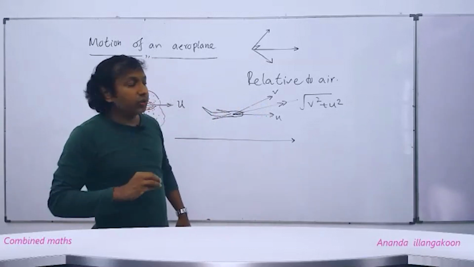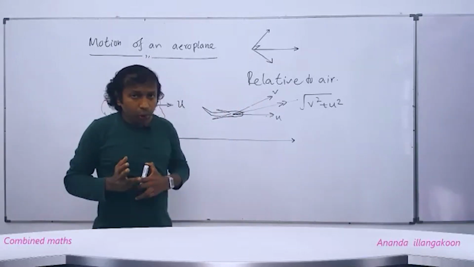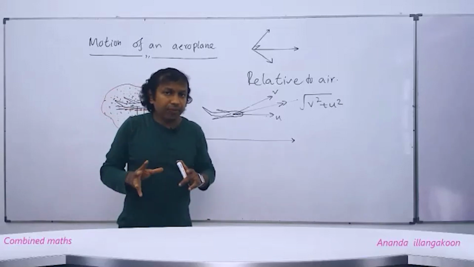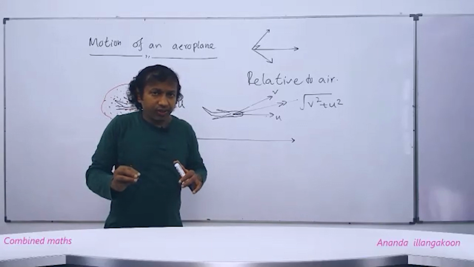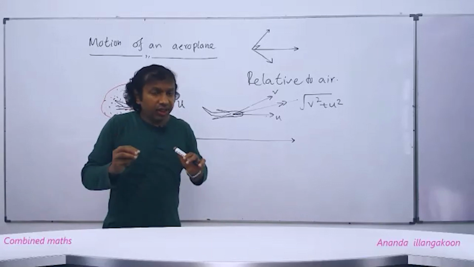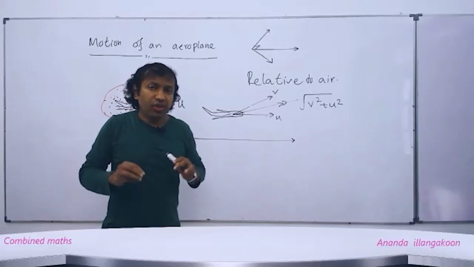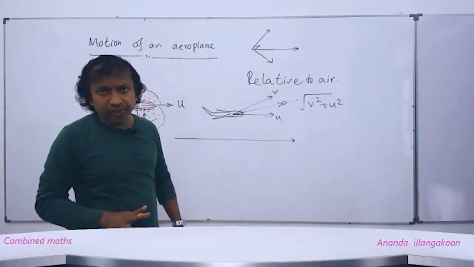What is the thing you have to understand here, people? First thing is the velocity of the aeroplane relative to air. Velocity of the aeroplane relative to air means, remember, the velocity the engine of the aeroplane produces. That is called the velocity of the aeroplane relative to air, nothing else, right?